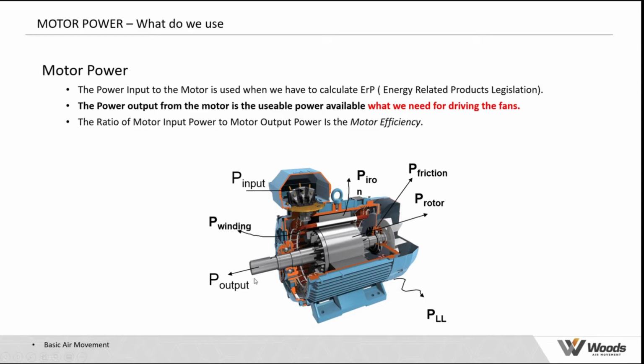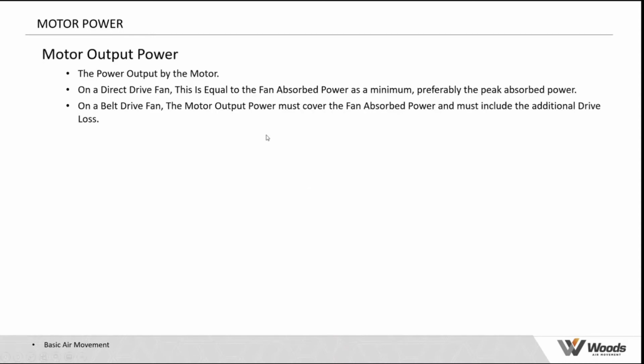And when we talk about power, this is the power that we talk about for the fan. The fan absorbed power is the power that comes out of the motor. This is particularly important when we have to calculate our performance against the energy related products regulations, that gives us an efficiency reflection of how the fan is working. So that's when we talk about the powers, what we need to drive the fans. There's no surprise that the motor efficiency is what we get out over what we put in. So it's just a reminder, the power output from the motor on a direct drive fan is equal to the absorbed power. On a belt drive fan, it's the power required at the shaft plus the drive losses.